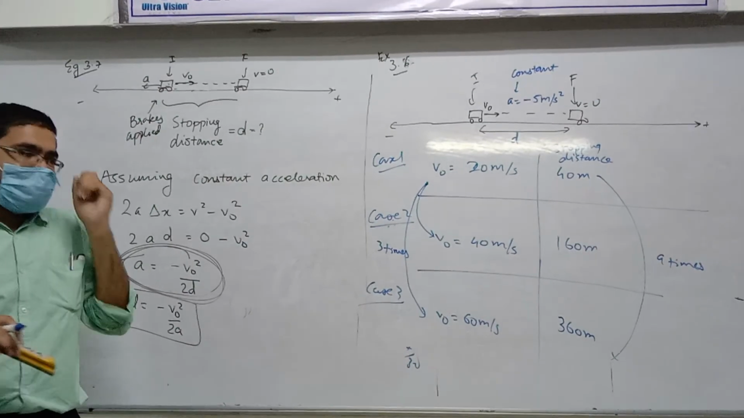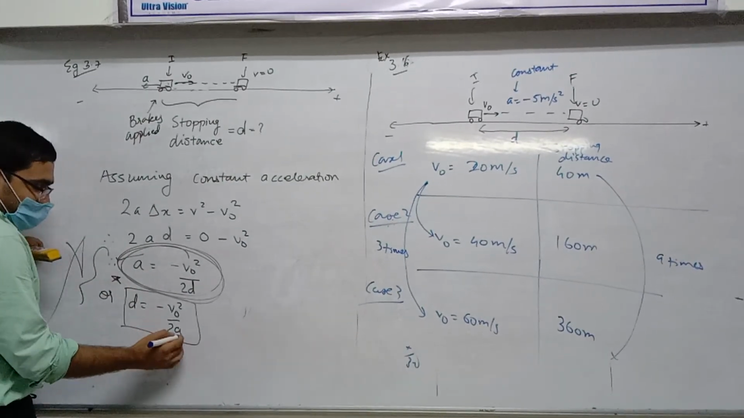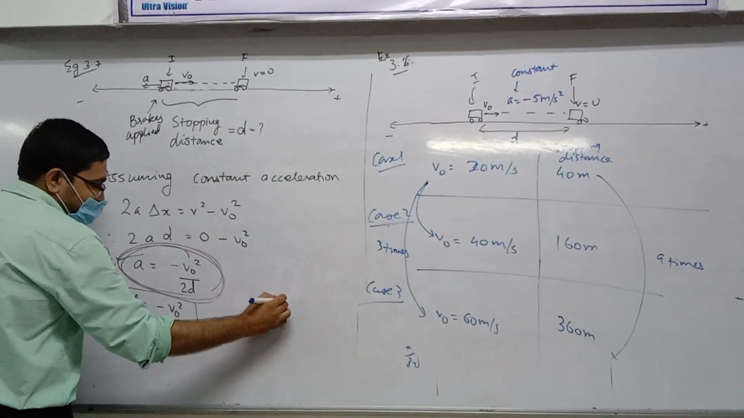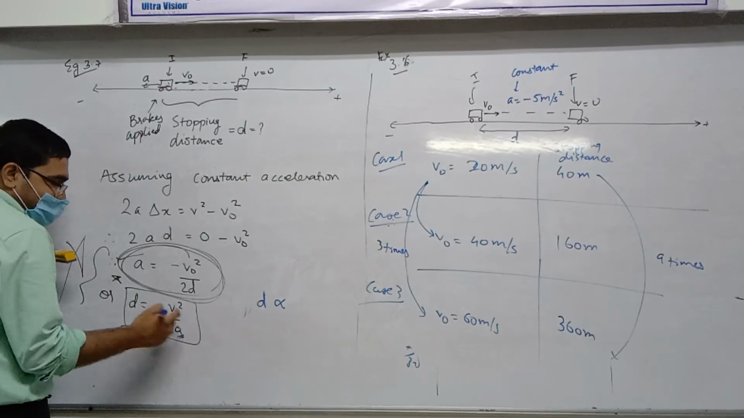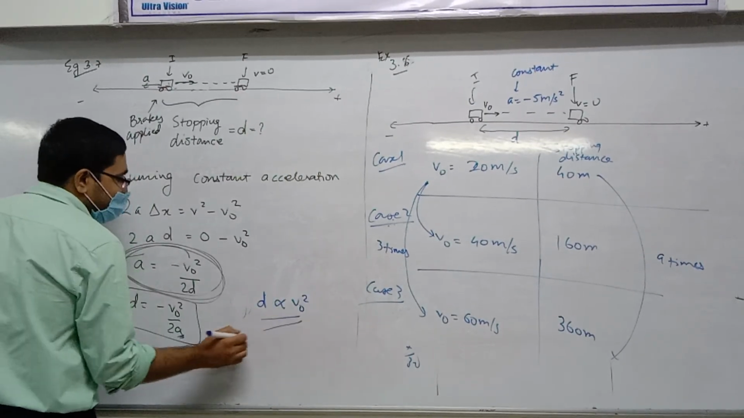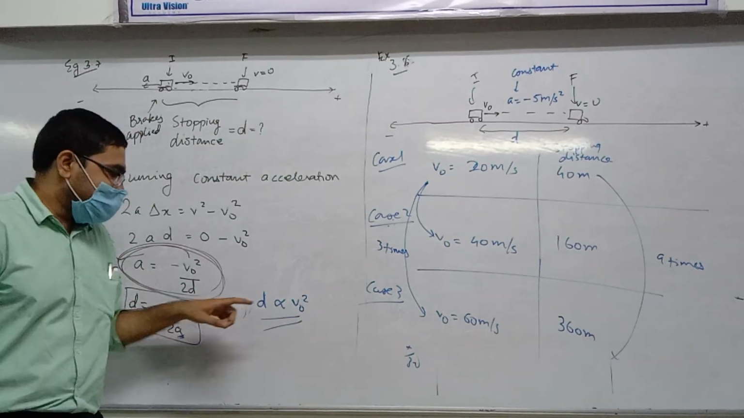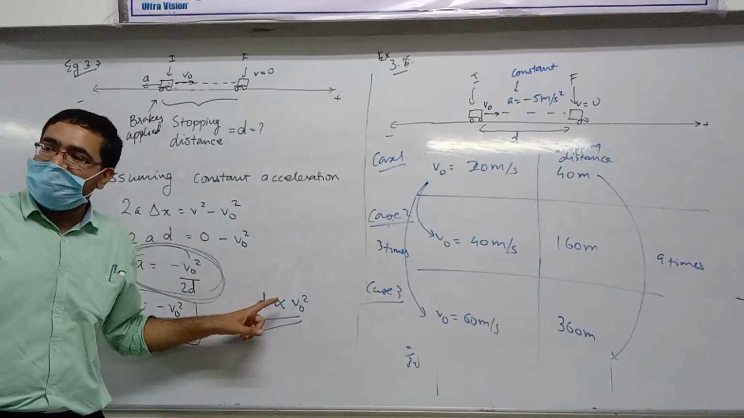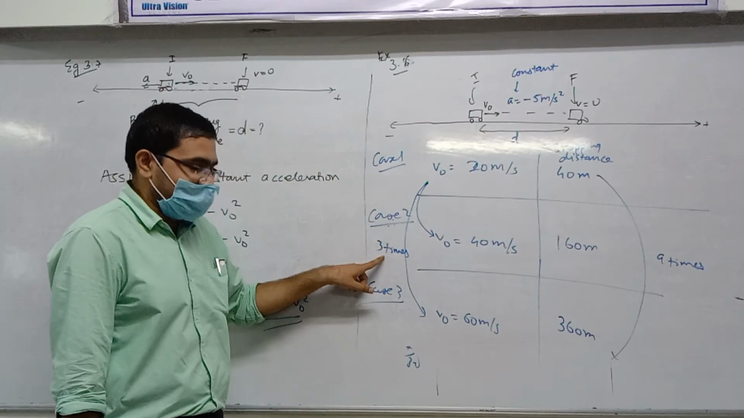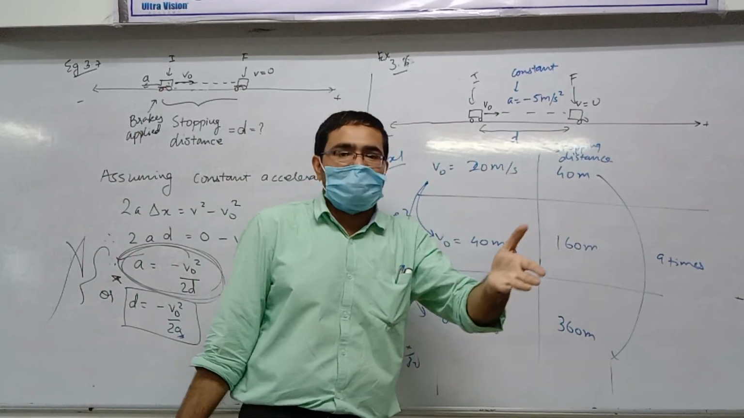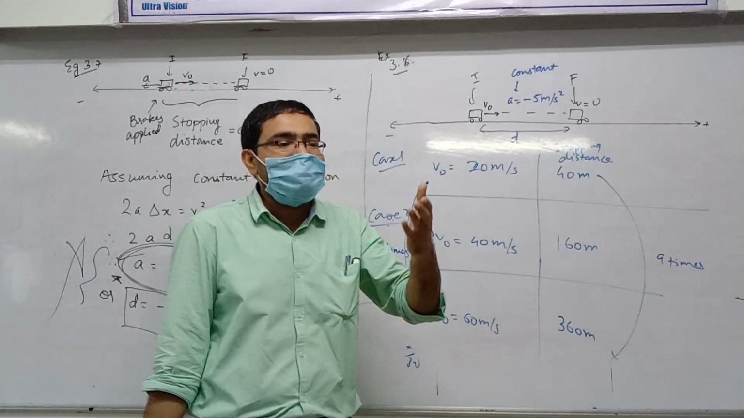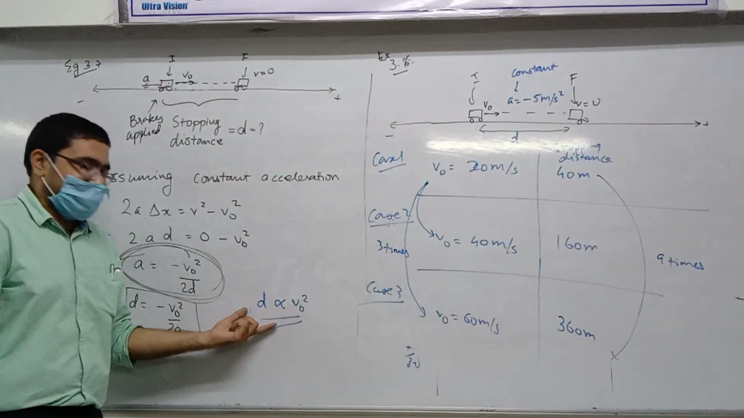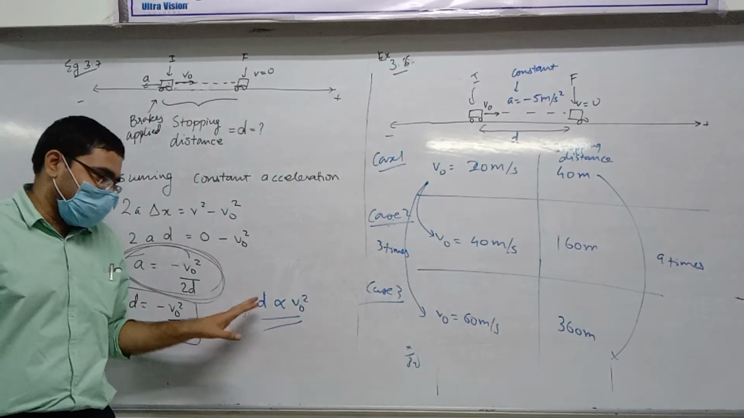Why so? All answers lie here. If acceleration is a given constant, then d is proportional to v0 squared, because 2 is a constant and the minus sign doesn't matter really. What is the meaning of this? Whatever changes occur in v0, its square changes occur in d. That is, if velocity becomes 3 times, then the stopping distance doesn't become 3 times, it will become 3 squared times. That is 9 times. Did you understand? This is called proportionality. I'm sure you have studied this earlier.